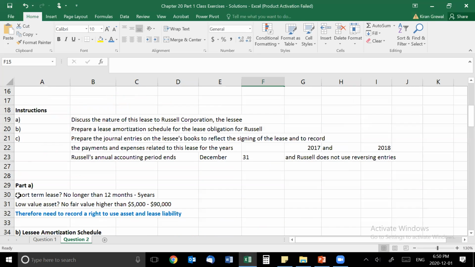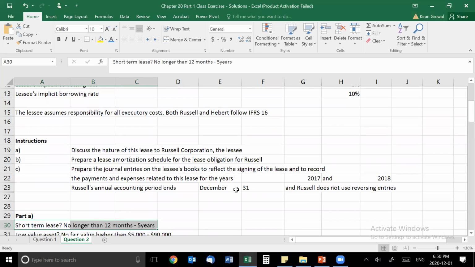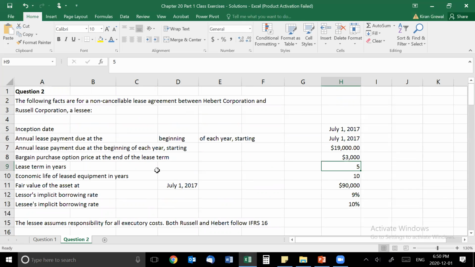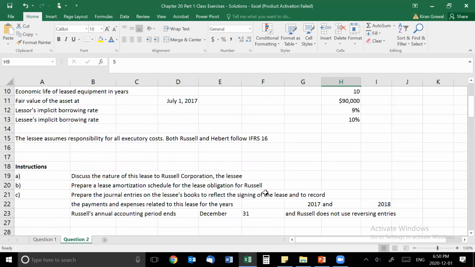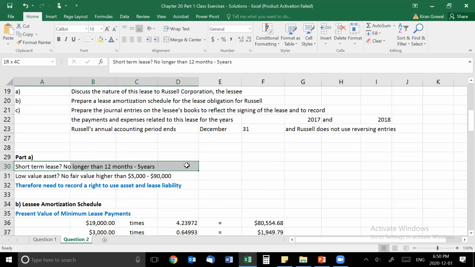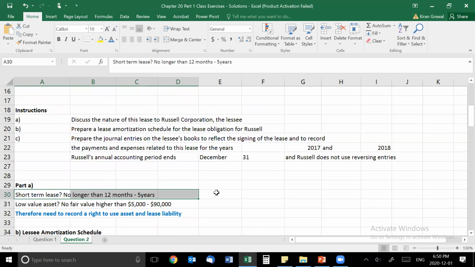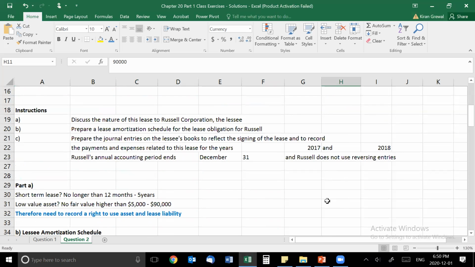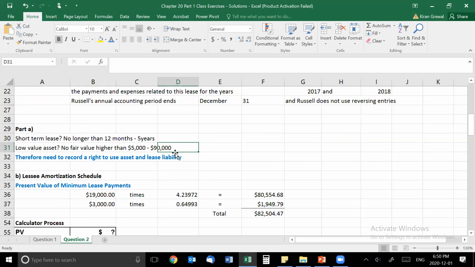Okay, so is this a short-term lease? No, it's not a short-term lease because the lease term is 5 years. If the lease term is less than a year, less than 12 months, then it would be short-term. So we'd say no, it's longer than 12 months, it's 5 years. Is this a low-value lease? No, because the fair value of the asset is more than 5,000, it's 90,000, right? So it's higher than 5,000. Therefore, this is a right to use asset and a lease liability we have to record, okay?